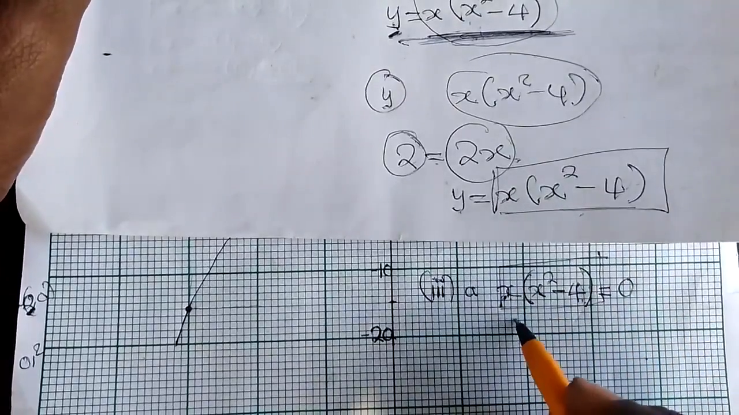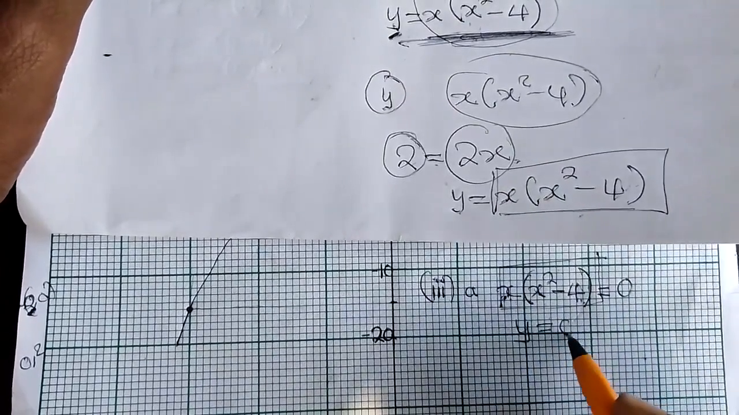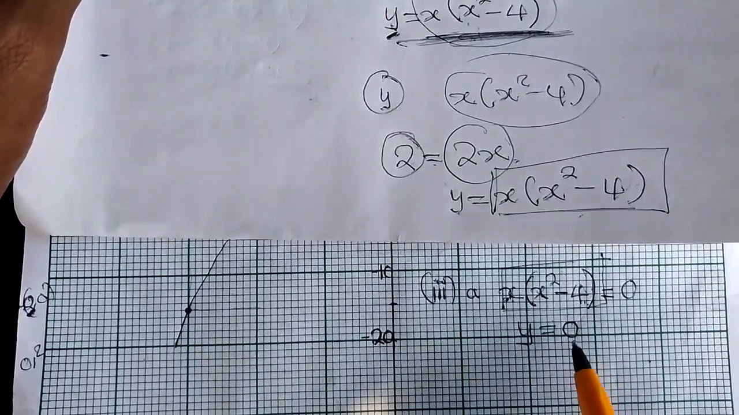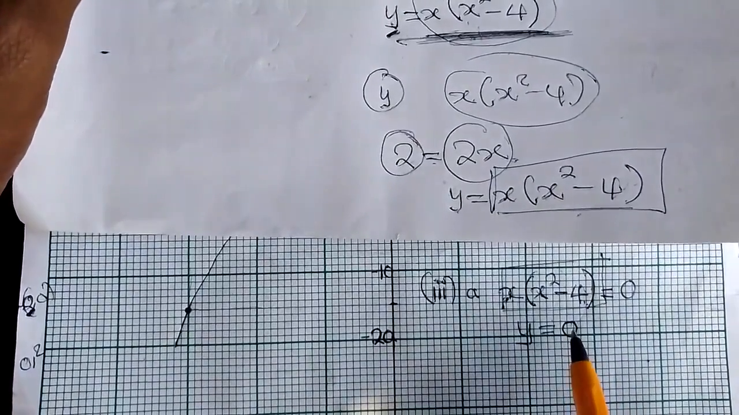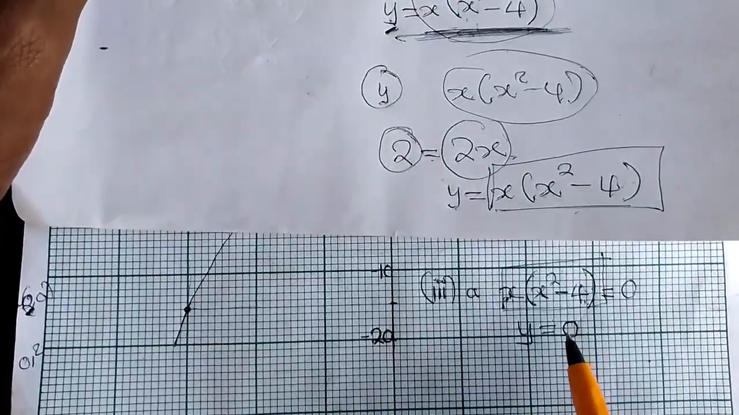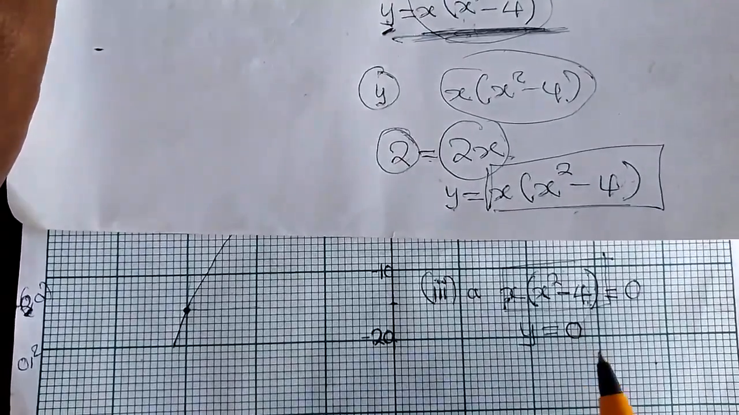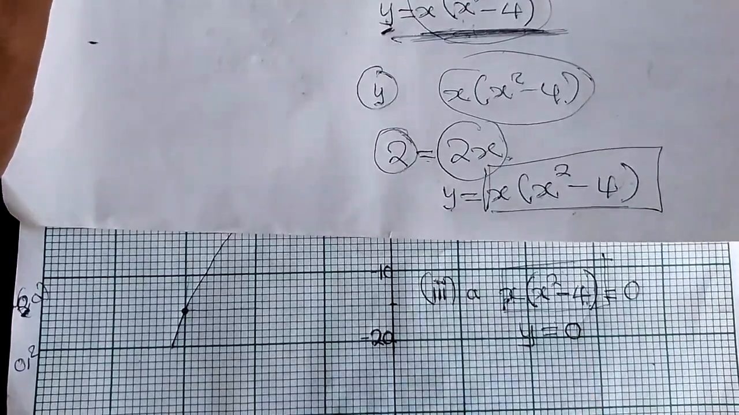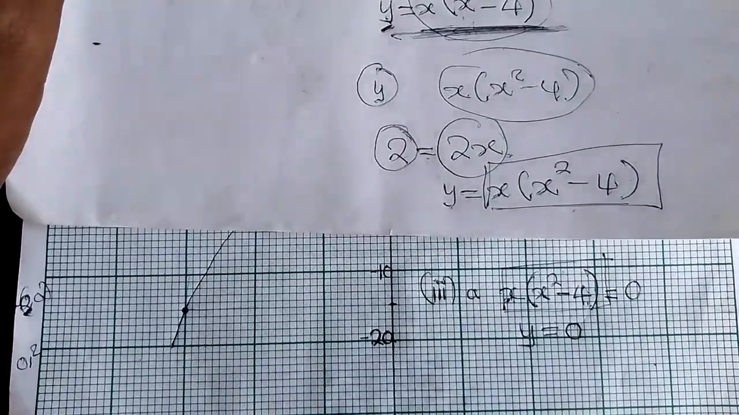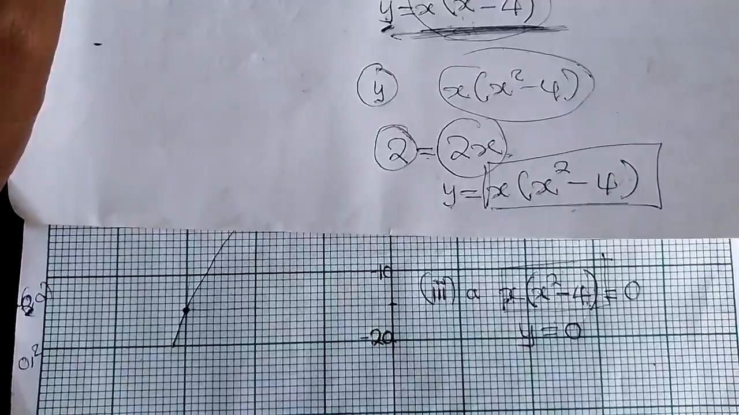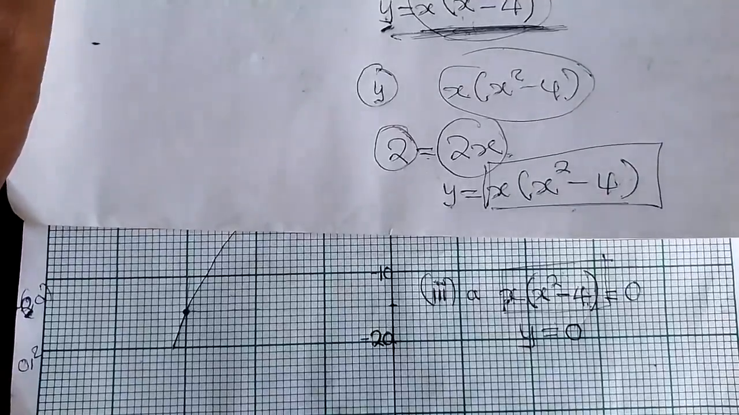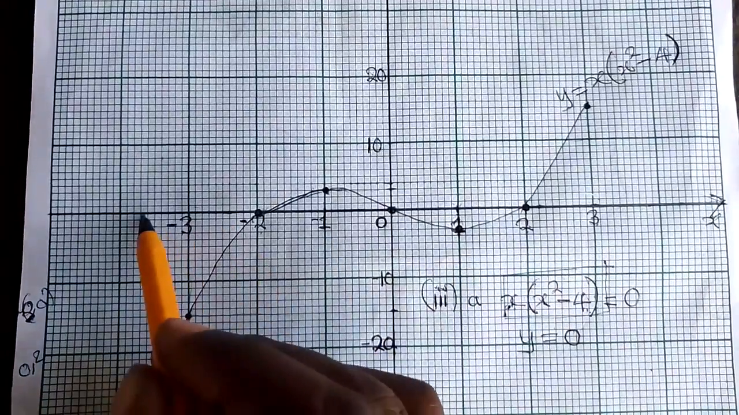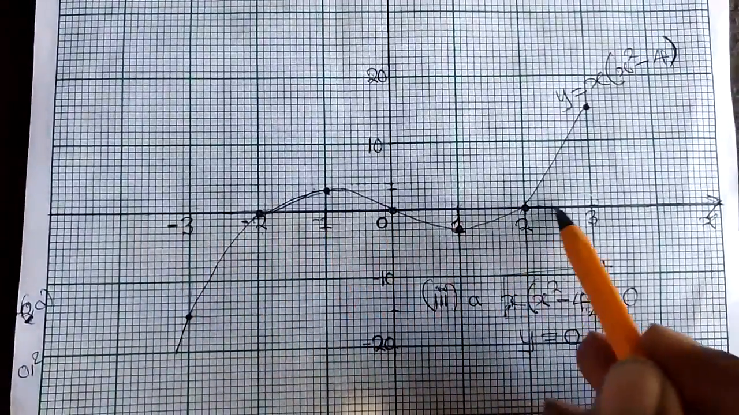So where there is this, it's just the same as y is equal to what? Is equal to 0. Have you seen? So y is equal to 0. This is what you need to do. So when y is equal to 0, it is just the x-axis. Don't forget this. When y is equal to 0, it is just the x-axis. So y is equal to 0. This is the x-axis, here, where it is cutting the x-axis.